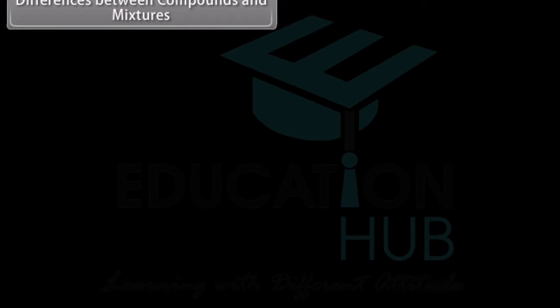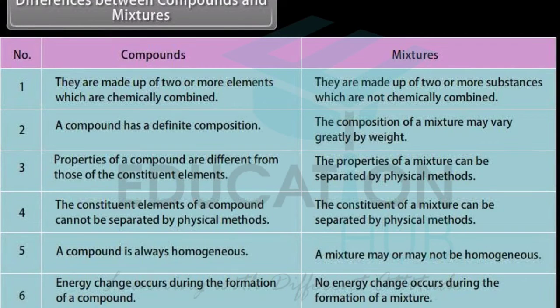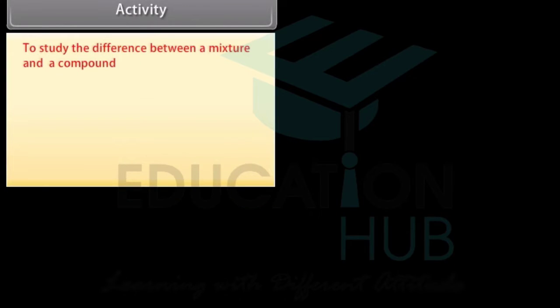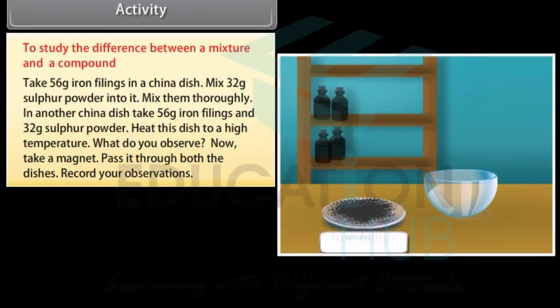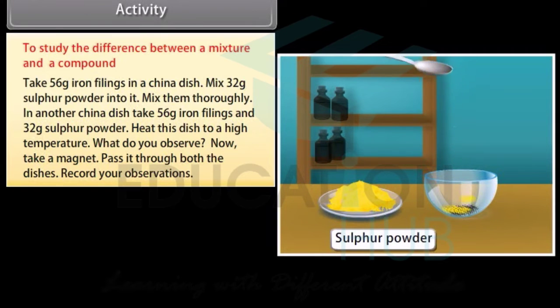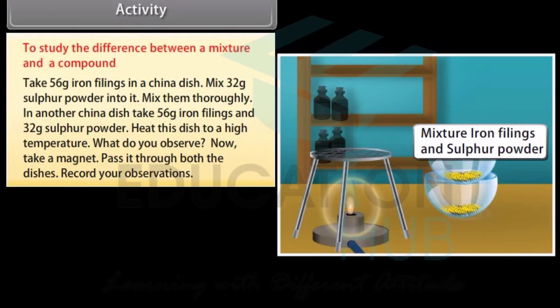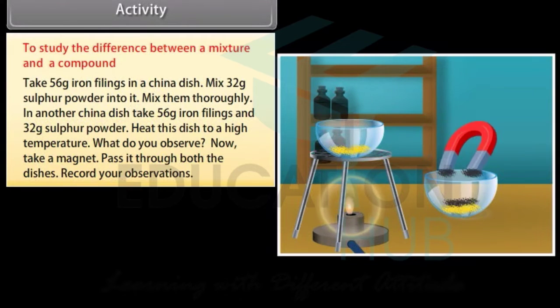Differences between compounds and mixtures. Activity. To study the difference between a mixture and a compound, take 56 grams iron filings in a china dish. Mix 32 grams sulfur powder into it. Mix them thoroughly. In another china dish, take 56 grams iron filings and 32 grams sulfur powder. Heat this dish to a high temperature. Now take a magnet. Pass it through both the dishes.